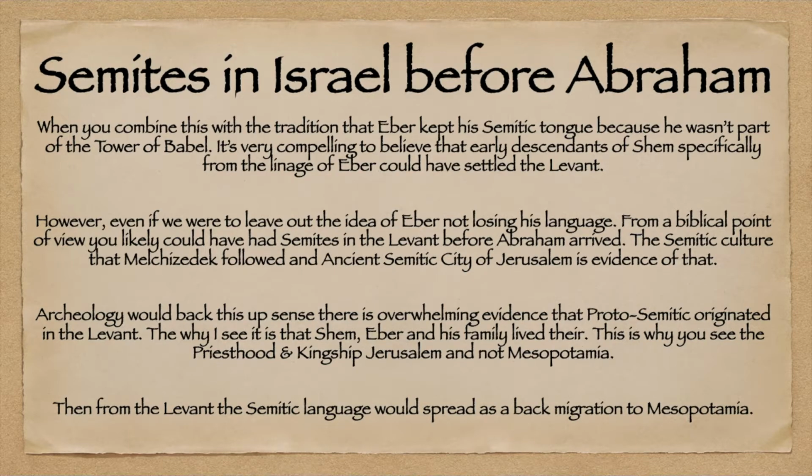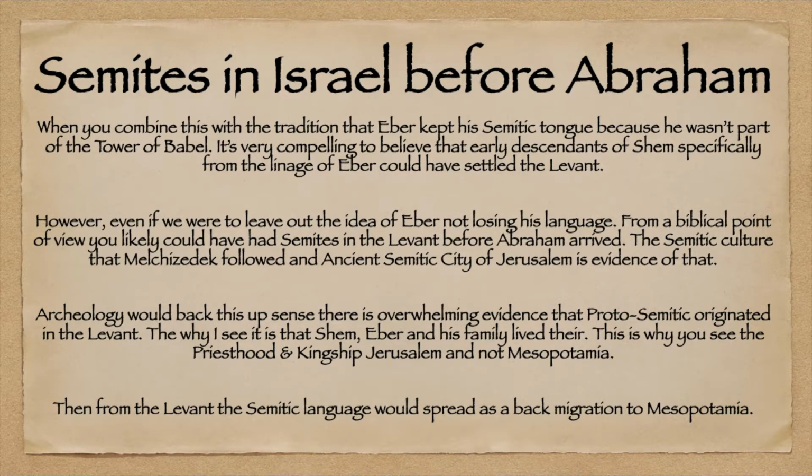Why is this important? Or how could this be? Well, it's likely because Shem and Eber and his family lived there. This is why we see the priesthood and kingship of Jerusalem in Israel and not in Mesopotamia. And I think that's the most powerful thing to keep in mind. The priesthood and the kingship isn't anywhere in Mesopotamia, Iraq, or Syria, or Anatolia, or Turkey. It's specifically in the Levant. It's in Israel, the priesthood and the kingship. It's very, very interesting and important.